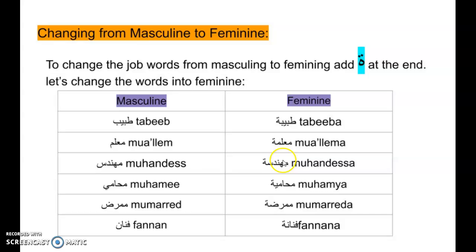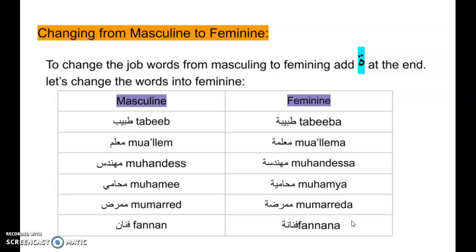Muhandis. Muhandisa. Engineer. Huwa muhandis. هي مهندسة. محامي. محامية. lawyer. هو محامي. هي محامية. ممرض. ممرضة. هو ممرض. هي ممرضة. فنان. فنانة. artist. هو فنان. هي فنانة.